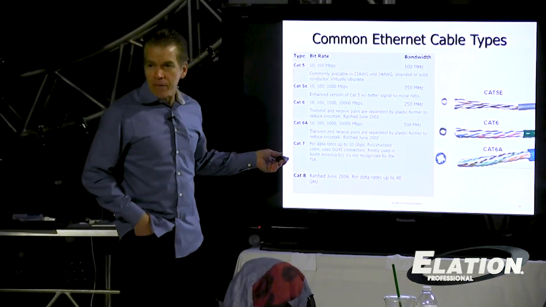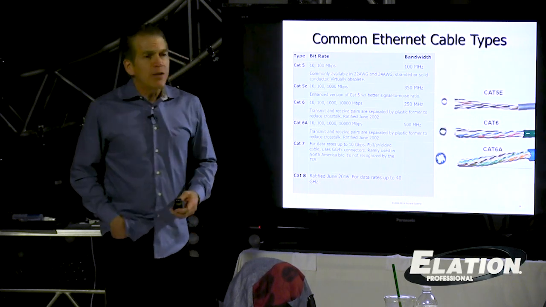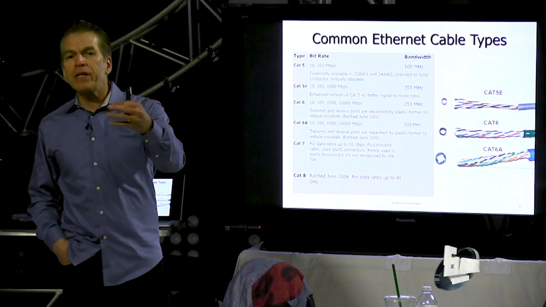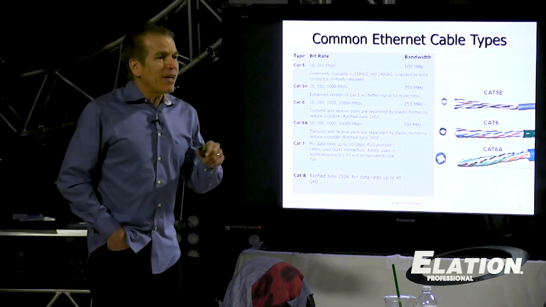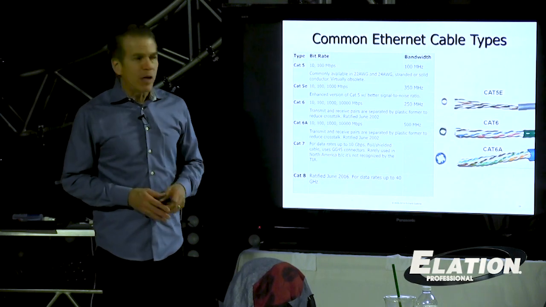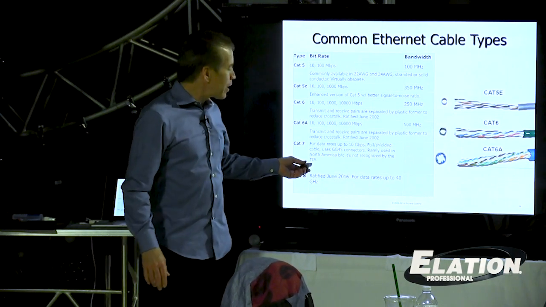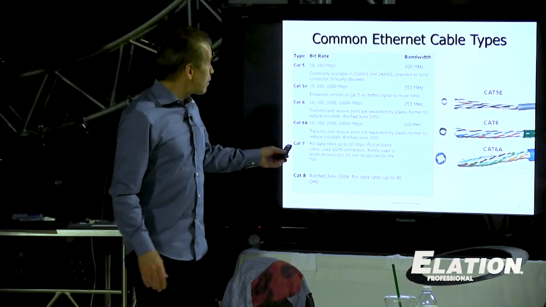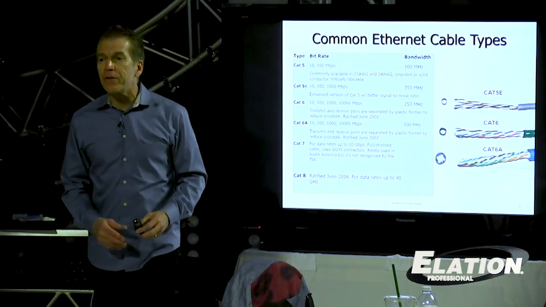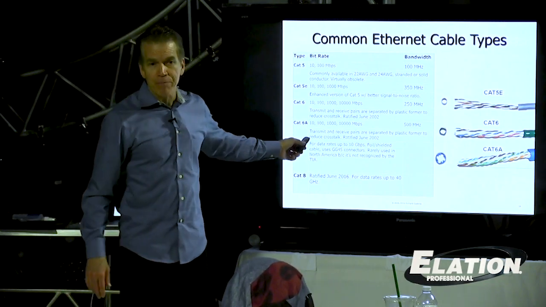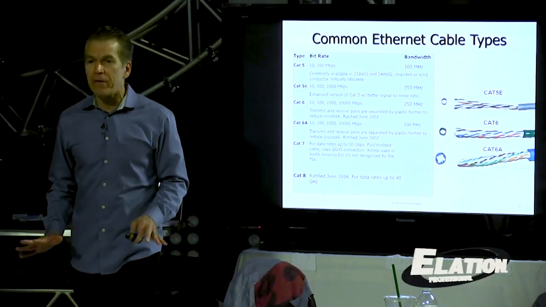There's also Cat 7. Cat 7 is pretty rare in the United States. You see it more often in Europe, but in the United States, you don't often see Cat 7 cable. Part of the reason is that the Telecommunications Industry Association, the TIA, does not recognize Cat 7 because they say there's not enough improvement over Cat 6a.